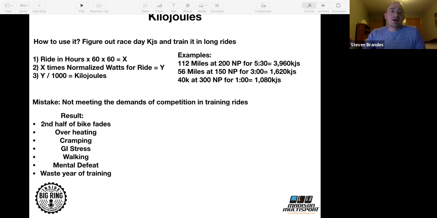So when I see people come up to Madison and they do 2 loops, and I think that's enough. Well, it's not, right? I mean, you should be doing a lot of 112s. You should be doing rides that exceed it.